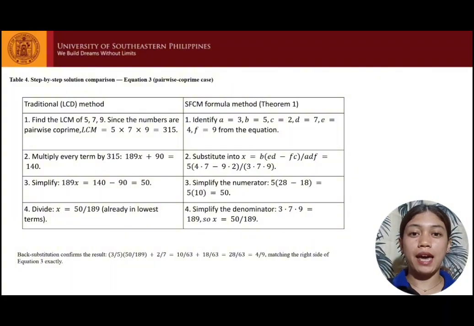Now compare that to the SFCM route. We simply read off the coefficients. A equals 3, B equals 5, C equals 2, D equals 7, E equals 4, and F equals 9.